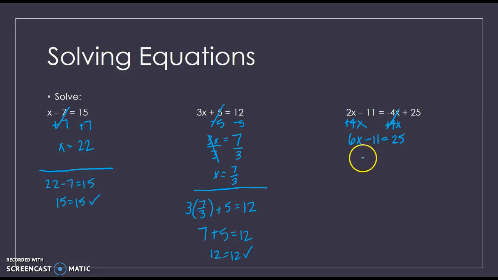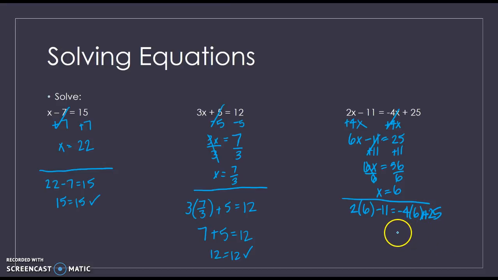And now I'm back to a two-step equation like we just did. So I'm going to add 11. 6x equals 36, divide by 6, x equals 6. Just like before, double check by plugging it back in. So 2 times 6 minus 11 should be the same as negative 4 times 6 plus 25.